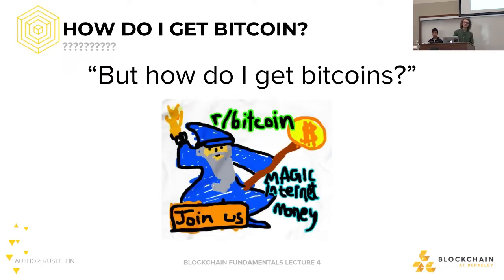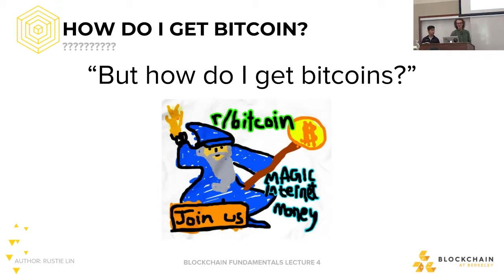So we've talked a little bit about how you can store Bitcoin, how you can create a wallet, and now we should actually talk about how you can get it. Because right now it just seems like magic internet money, you know? Like, how do people actually acquire Bitcoin?